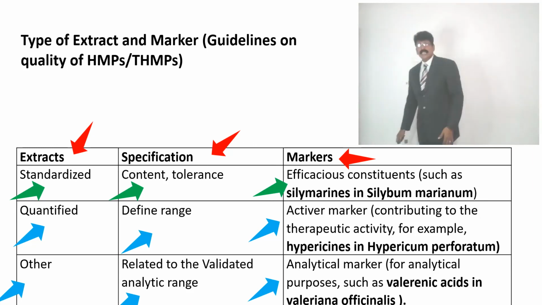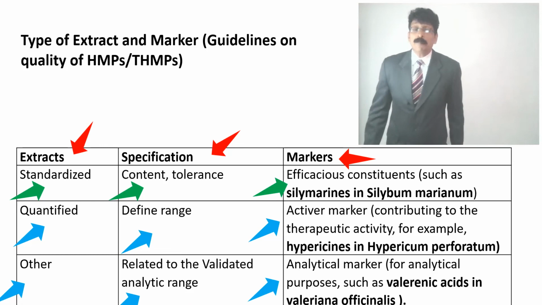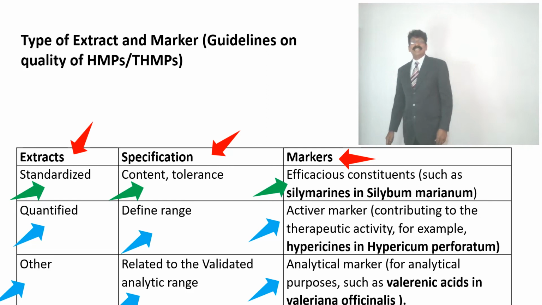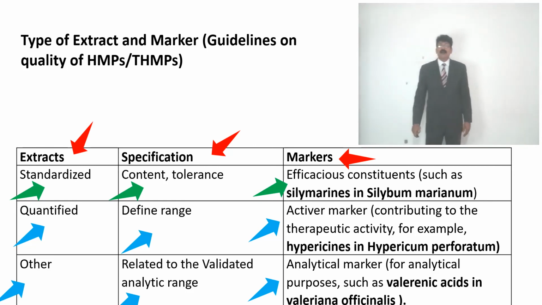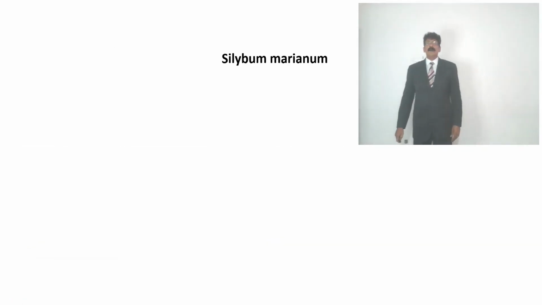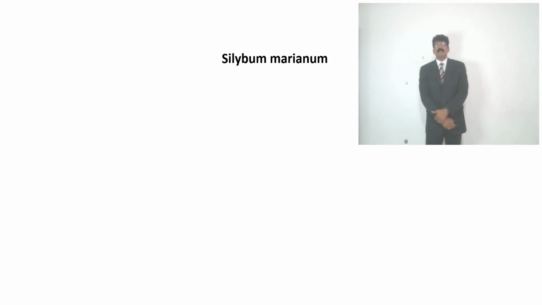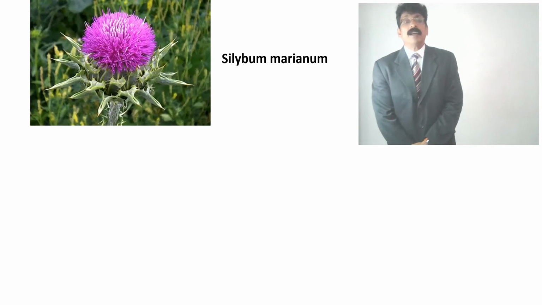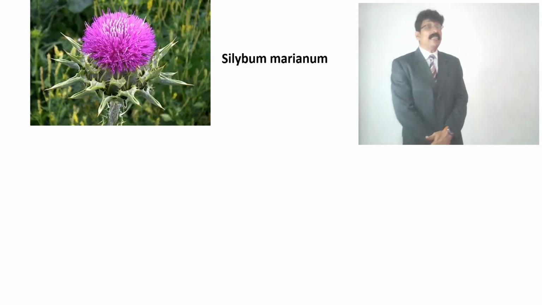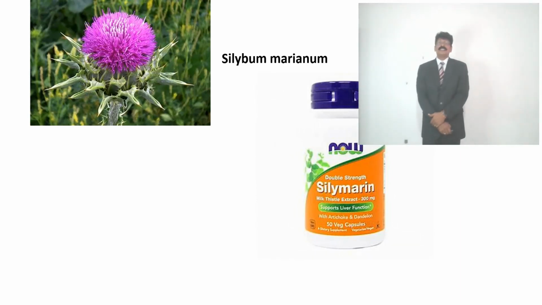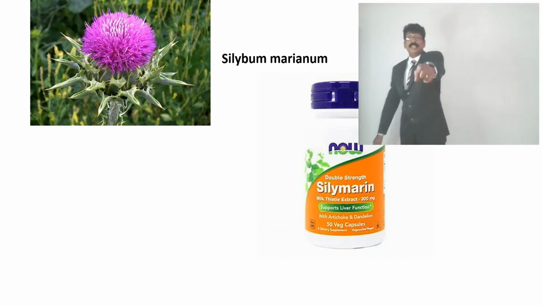Analytical markers for analytical purposes, such as valeric acid in Valeriana officinalis. And Silybum marianum, the plant which we have seen as the standard example. You see what a beautiful flower. This is a drug which has more use and is available in herbal products.